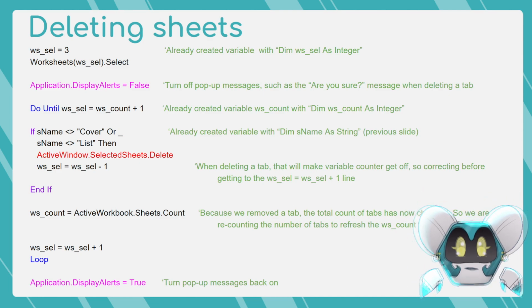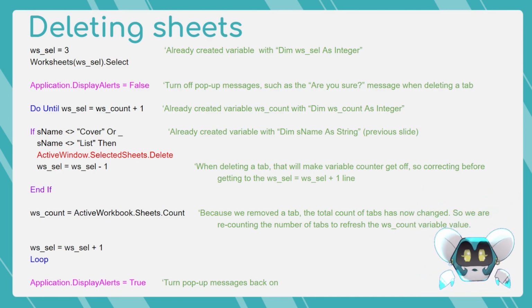And finally, for deleting our sheets, we are going to reset our counter for what sheet we are currently selected on. For our example, we are starting with sheet 3 because sheet 1 is going to be our cover, sheet 2 is going to be our master list, so sheet 3 is where our actual tabs start that we are going to be copying to workbooks and then deleting later on.